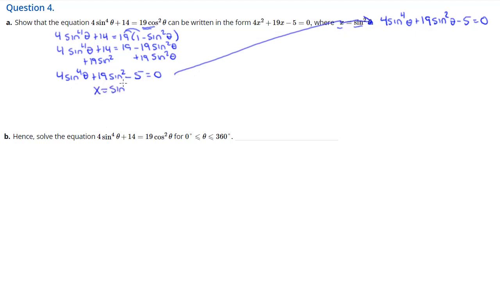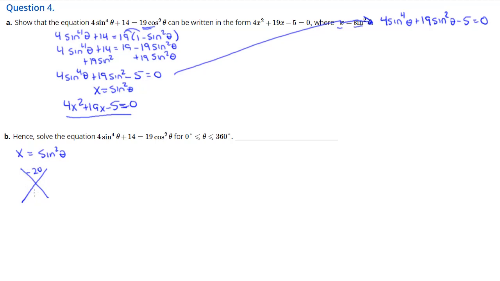Now, this x equals sine squared, they're actually giving us a hint on how to solve this. Because it's a fourth power quadratic, we can treat it like a quadratic, and then we just got to make sure we set it up right. So let's go ahead and factor this thing that they gave us, and then we'll just assume that x is equal to sine squared.